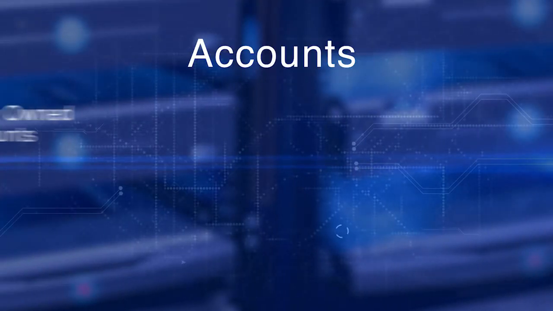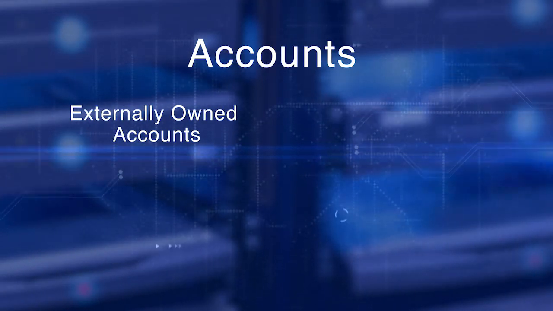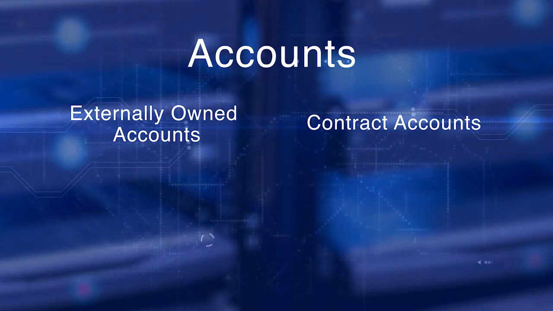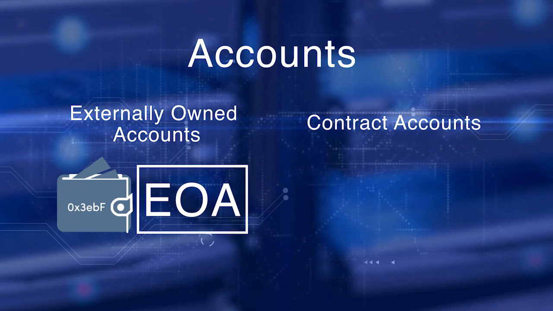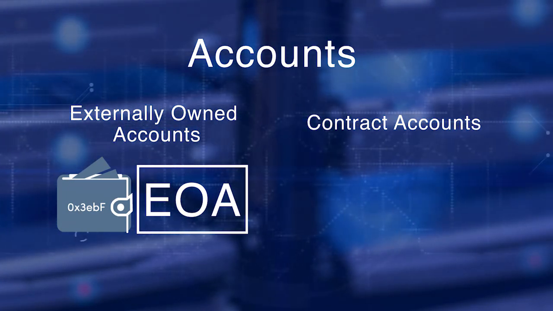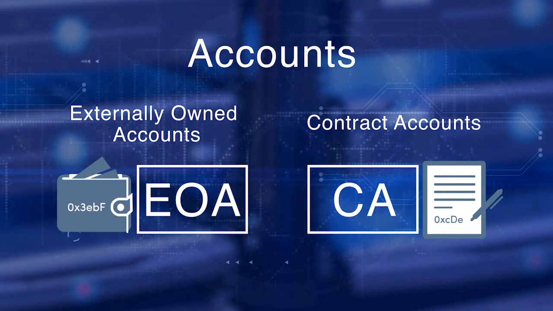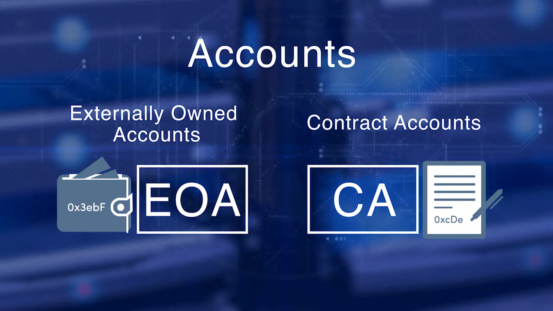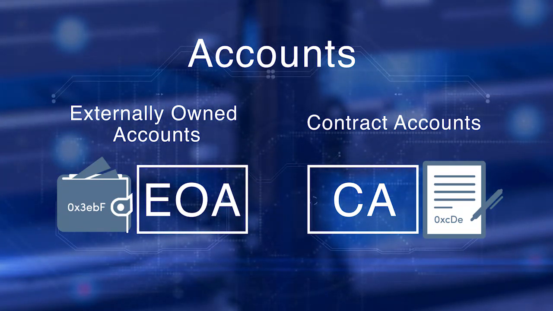It allows for transfer of value and messages and data between the accounts that may result in state transitions. These transfers are implemented using transactions. There are two types of accounts: externally owned accounts and contract accounts. Externally owned accounts, or EOA, are controlled by private keys. Contract accounts, or CA, are controlled by the code and can be activated only by an EOA.